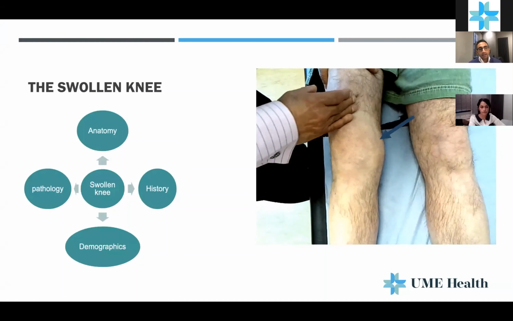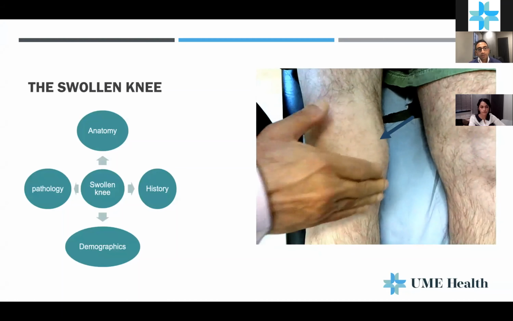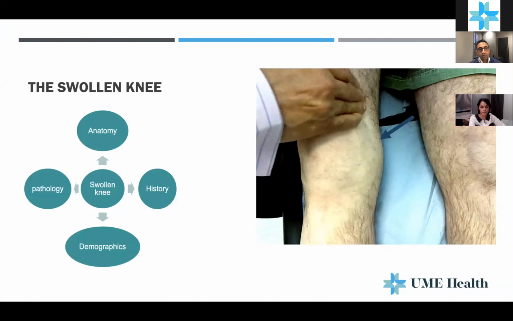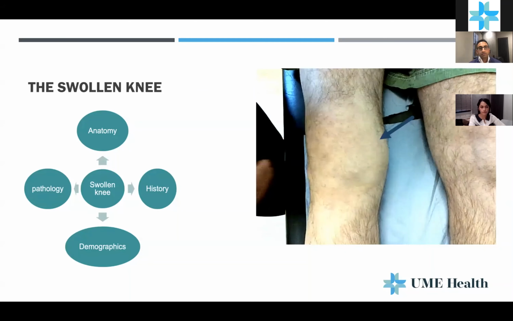It's best to think about a swollen knee in particularly the anatomic, the functional anatomy sense, but also to get a really good history and examination. Think about the patient in front of us and then work out some pathologies that might fit with their clinical picture.